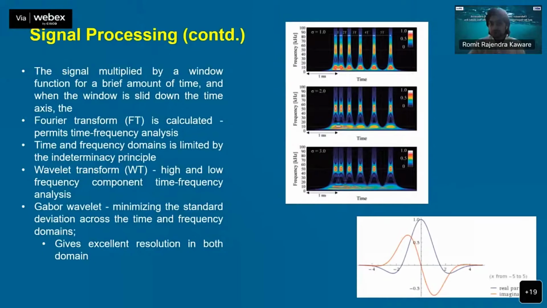Now what does the Gabor wavelet do? It is basically an exponential multiplied with a Gaussian window. What it does is minimize the standard deviation between the time and the frequency domains. So it leads to a good resolution of both the time and the frequency domain at the same time.